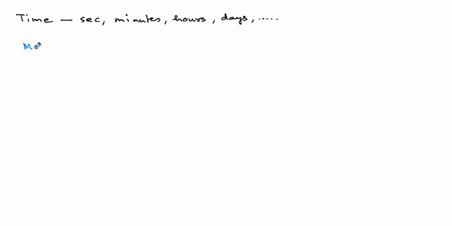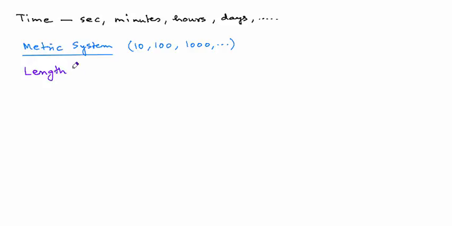In the metric system of units, the units are related to each other by factors that are powers of 10. For example, 10, 100, 1000 and so on. Let's talk about the units of length first. There are four important units of length under the metric system. They are millimeters, centimeters, meters, and kilometers.